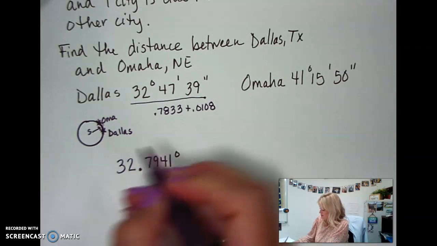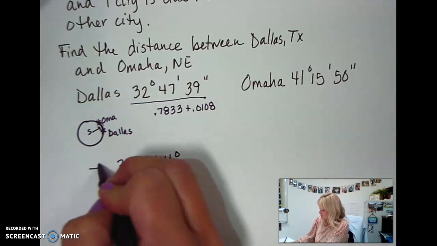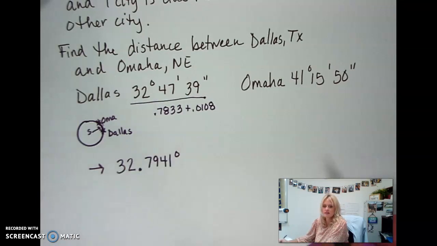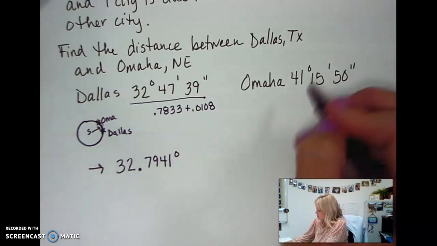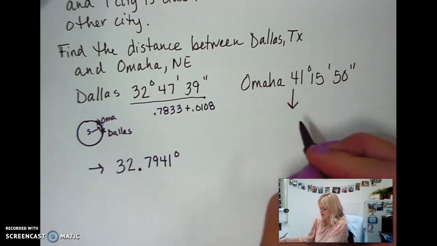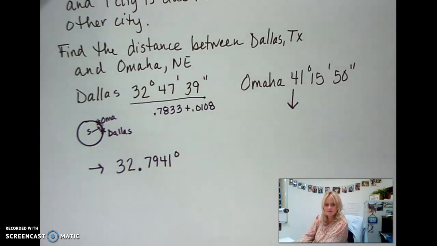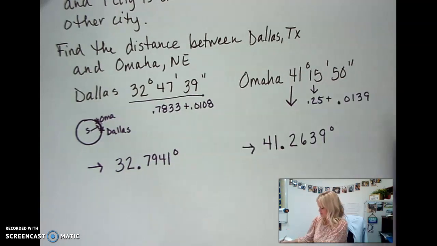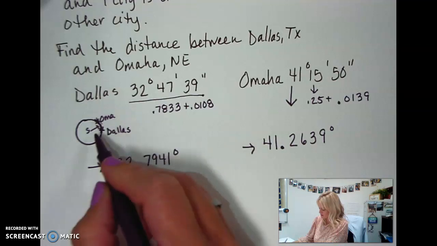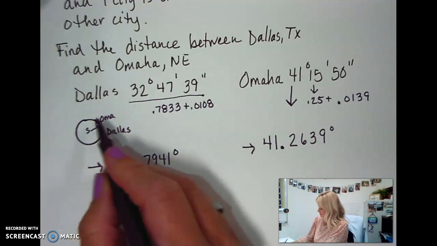So Dallas has a decimal degrees of 32.7941. Go ahead and convert Omaha on your own. All right, hopefully you got 41.2639 for Omaha. Okay, so we are trying to find our arc length.